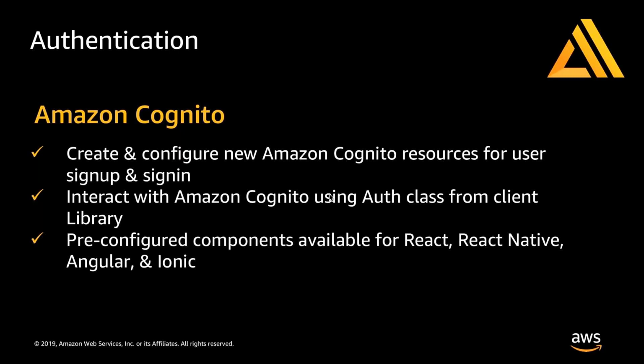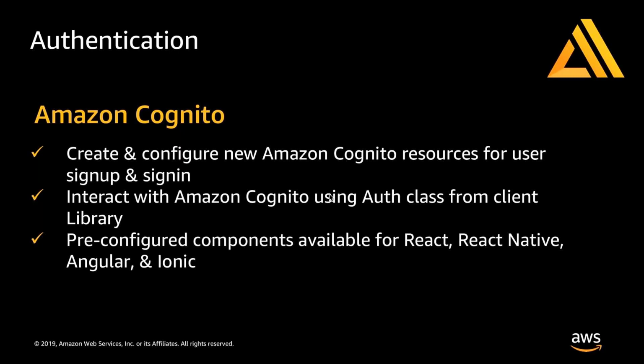Amazon Cognito is a user management service, and it's completely managed. What it basically does is it allows you to sign up users, sign in users, and just manage all of your users. And from the CLI, you can create and configure new Amazon Cognito resources. From the client library, you can interact with this user service by signing in, signing up, and interacting with different mechanisms that you would need for user management.